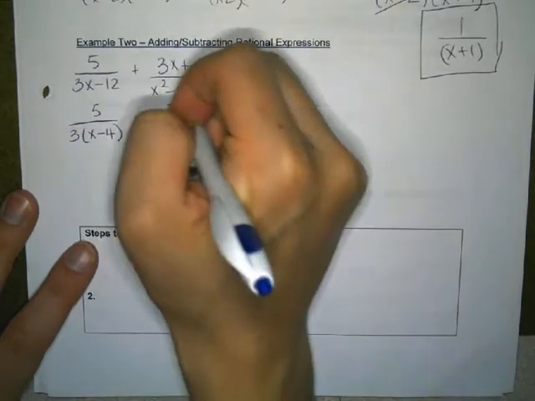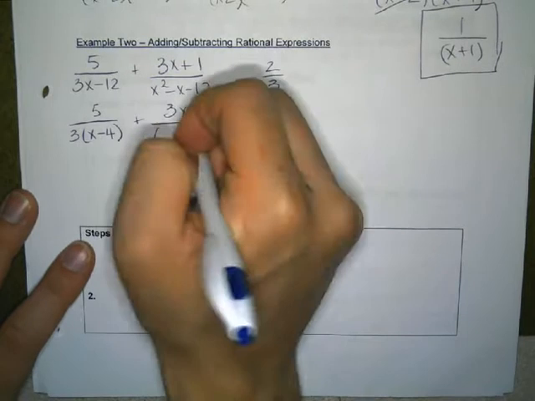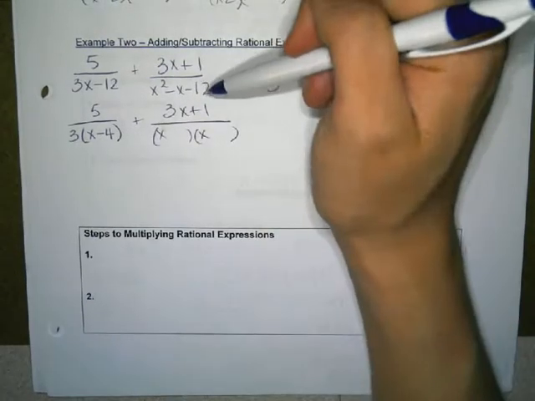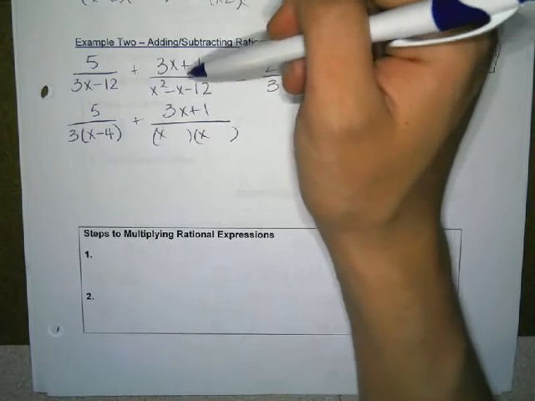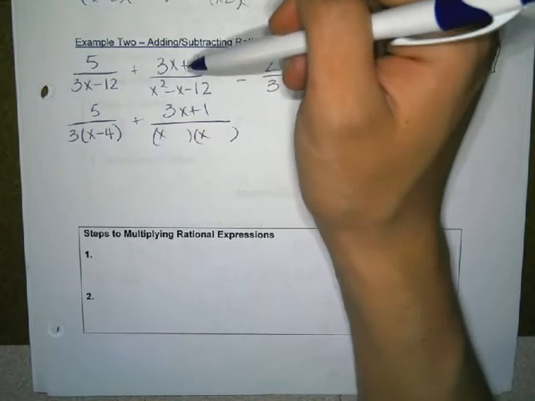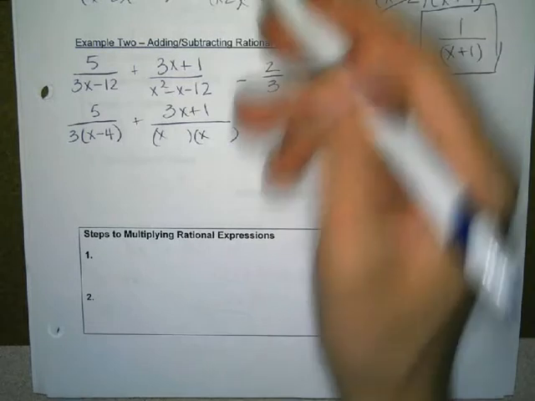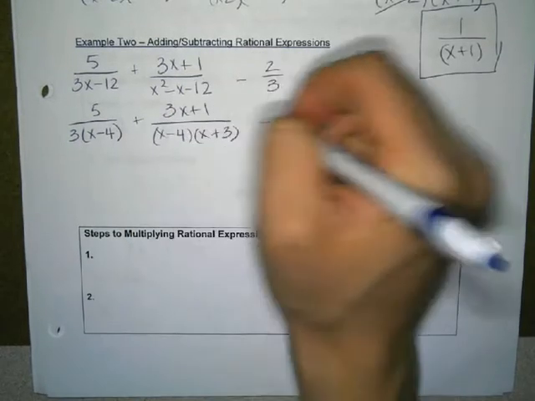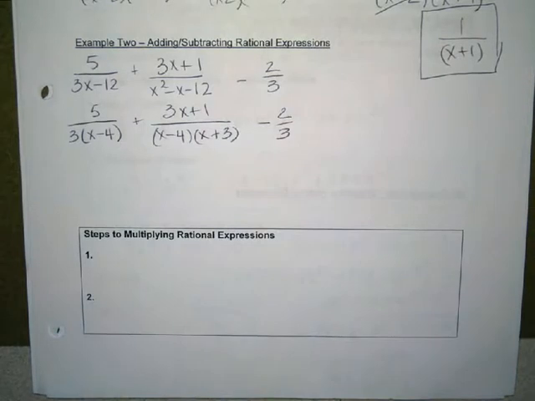This next one, when I factor, what are the two numbers that multiply to get negative 12 and add to get negative 1? Which one's negative? Negative 4, positive 3. And then that last fraction is just a number at this point.